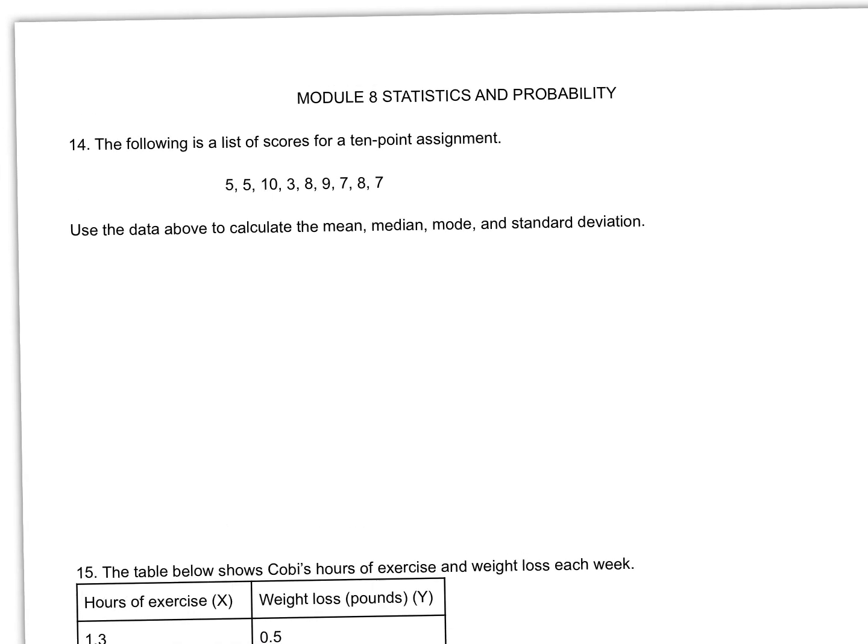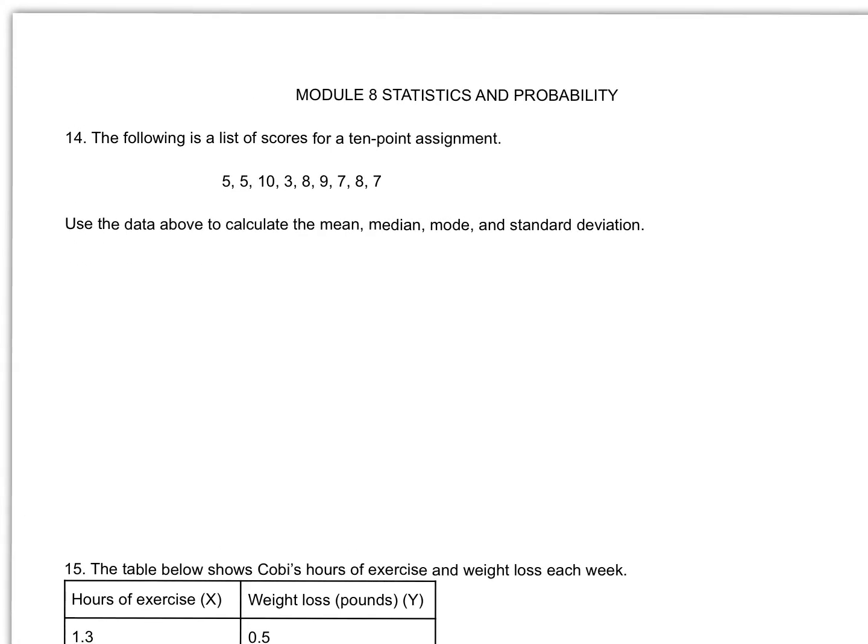So the last module we covered was module 8, which was statistics and probability. And we talked about mean, median, mode, standard deviation, and correlation coefficient. So the first problem we have is a list of scores for a 10-point assignment, and we want to calculate mean, median, mode, and standard deviation.